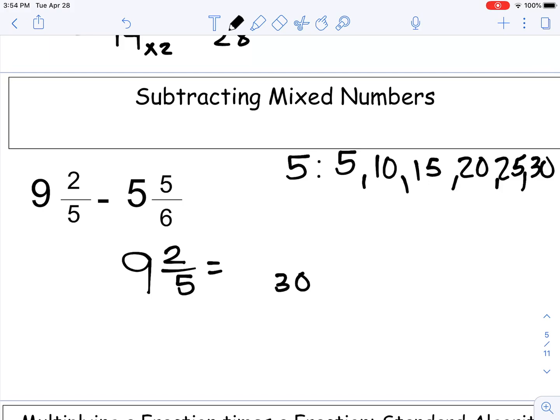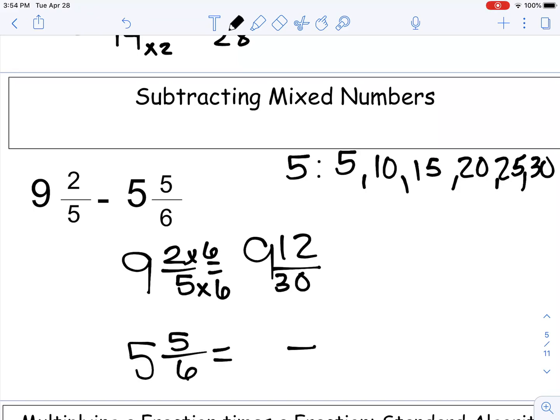So 9 and 2/5, I'm going to rewrite it with an equivalent mixed number with the denominator of 30. So 5 times 6, do the same to the top. Don't forget that whole number. And then 5 and 5/6, rewriting an equivalent mixed number with a 30 as the denominator. 6 times 5, 5 times 5 is 25. There we go.